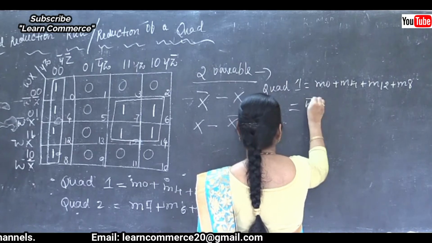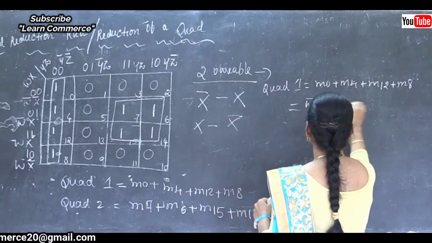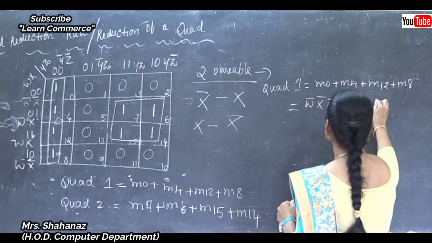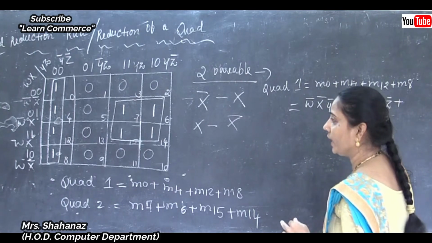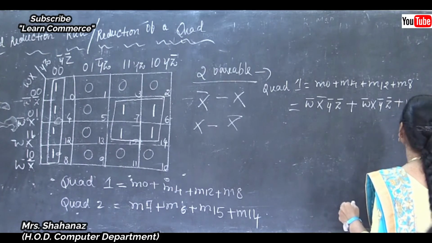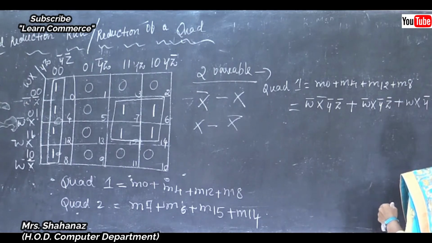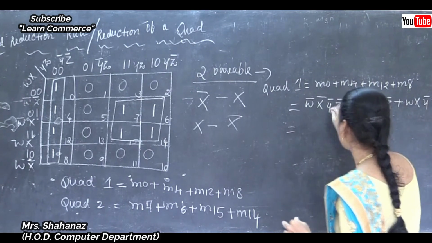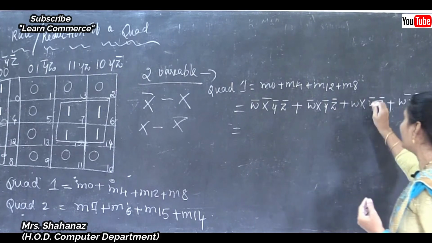For the 0, we know how to take the value, left and the top value. So complement W, complement X, complement Y, complement Z. Now the fourth numbering place value, complement W, X, complement Y, complement Z. After that 12 number value, W, X, complement Y, complement Z. Later the 8th number value, W, complement X, complement Y, complement Z.